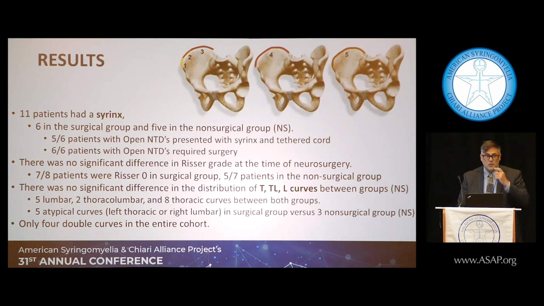Risser grade is just another way of determining angulation and need for scoliosis. It probably doesn't need to be talked about at this time, but it also was significantly related to whether they needed surgery or not. When you look at the distribution of the curve, whether it's thoracic, thoracolumbar, lumbar, or lumbosacral, there was no difference. So where the curve was didn't help us predict the need for surgery. We also noticed there weren't a lot of atypical curves.